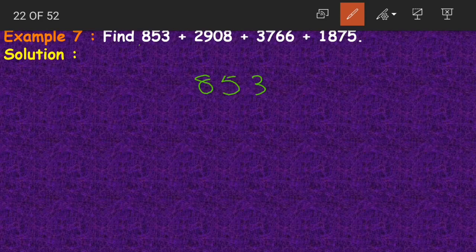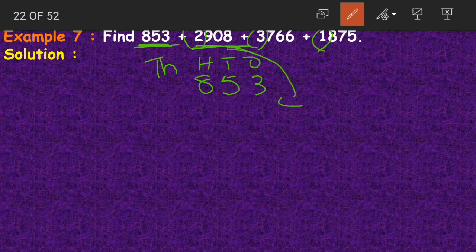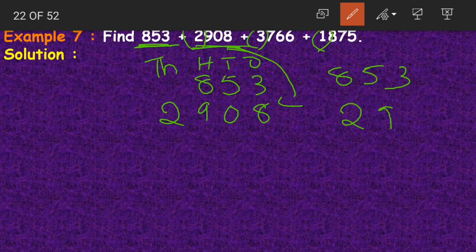It is important, students, that we add the numbers in the same places. Here we have only till hundreds place, ones, tens and hundreds, right? But in the next numbers we have a digit in the thousands place as well. So what I'll do with 2908 is write it from backwards, 8092. If I wrote it like this, we had 853 here, 2908.